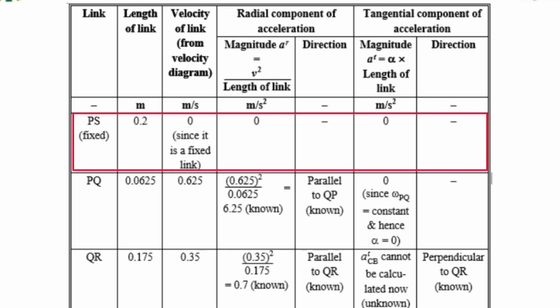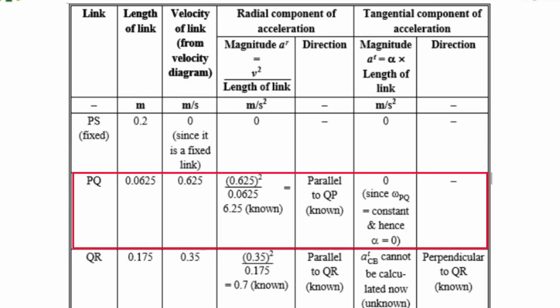The first link is PS. Since it is fixed, both radial and tangential components are 0, as you could see from the table. For the second link PQ, since velocity and radius are known, the radial component AR equal to V square by R, we can find 6.25 meter per second square as the radial component, and the direction is always parallel to the link QP.